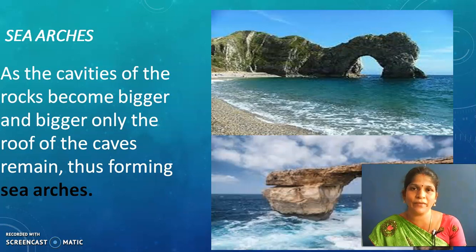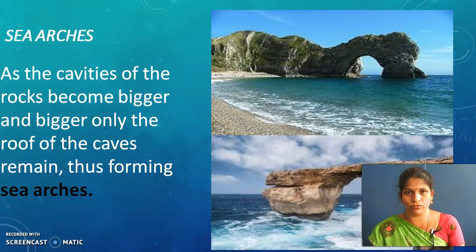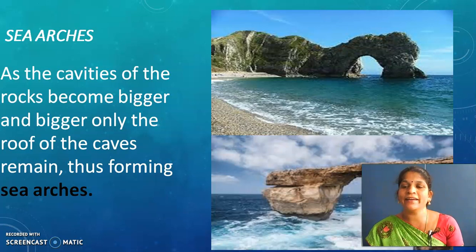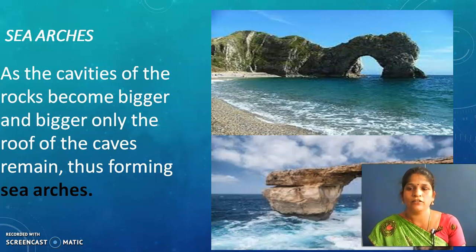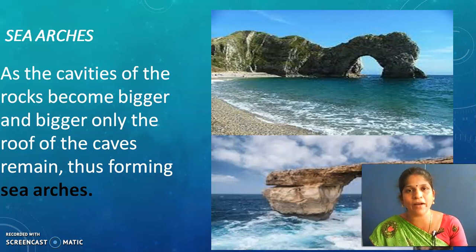So cavity means a weak point, or a hole, or a hollow. That's called a cavity, like the cavity on our tooth. Here that cavity becomes bigger and bigger, so only the roof remains. This remaining part of the structure is what we call a sea arch.